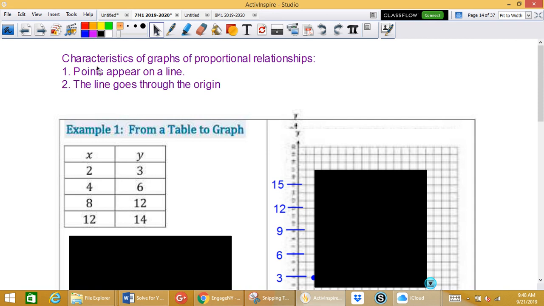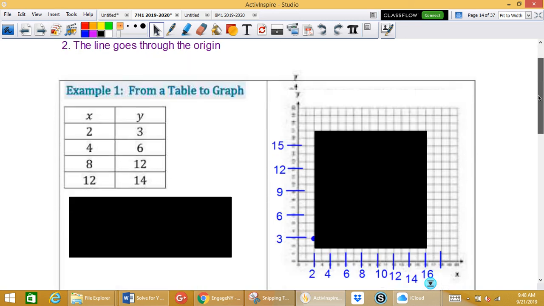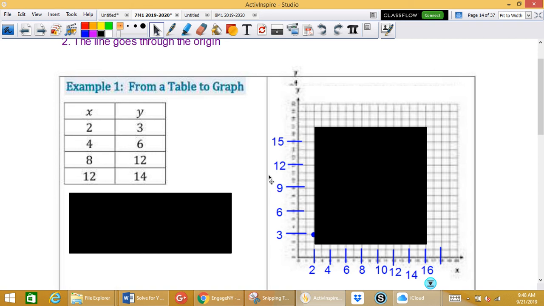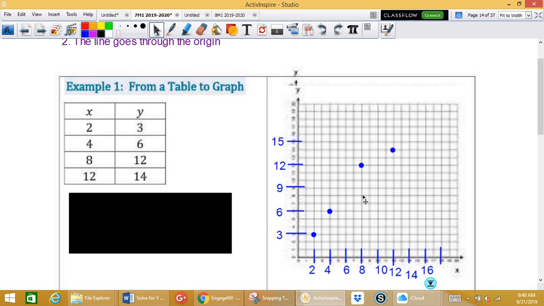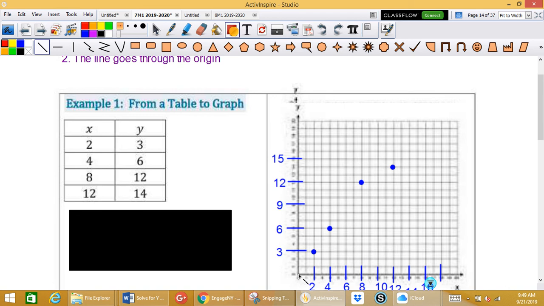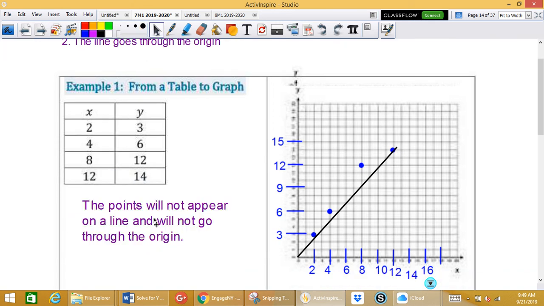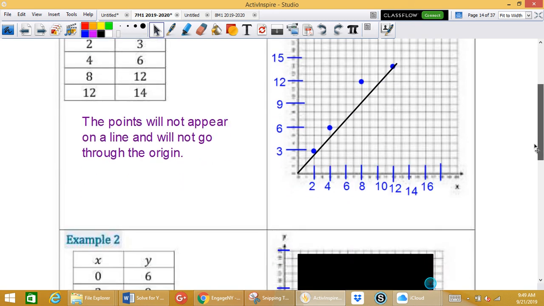Characteristics of graphs of proportional relationships. Points appear on a line, and the line goes through 0, 0. So let's take a look at this one. So I'm going to plot these points. They do not appear to be on a straight line, so let's test it. Make a straight line from 0, 0 up to this last point, and they are not all on there. So therefore, the points will not appear on a line and will not go through the origin, so it's not proportional.